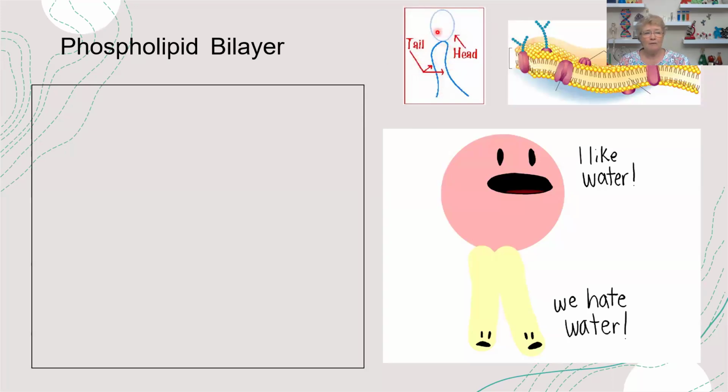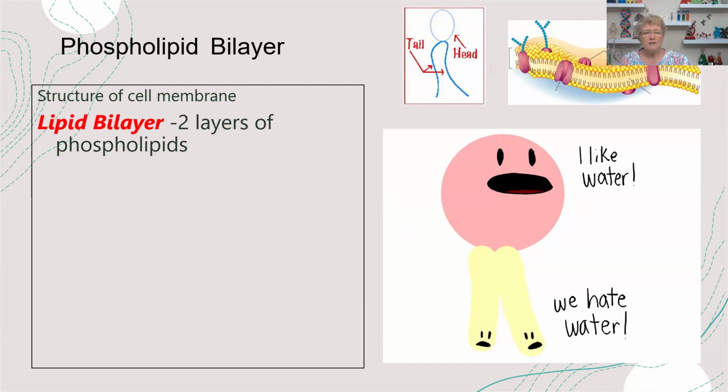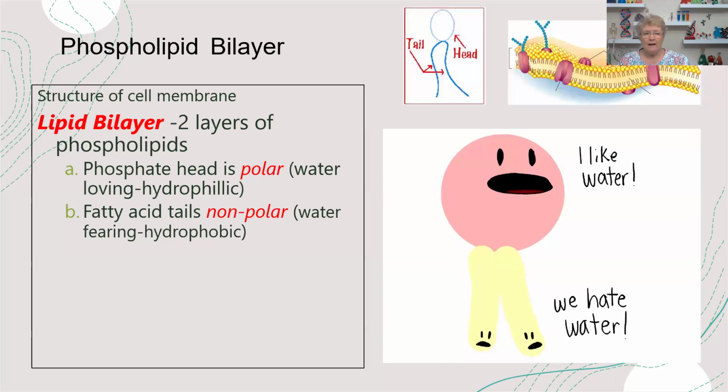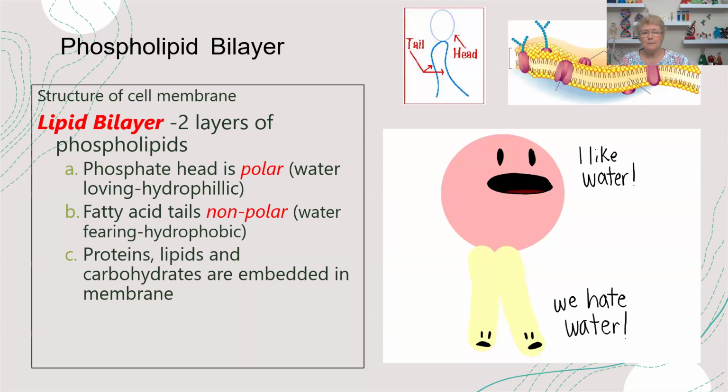This would be a little drawing of it where it's got the head at the top that likes water. It's a hydrophilic head. And then you've got the tails that hate water, hydrophobic tails. You can see that there's some structures that are embedded right in that cell membrane at the top there. What it looks like is 2 layers of those phospholipids. The phosphate head is water loving, hydrophilic. The tails are hydrophobic. They don't like water. And then you've got the things embedded inside: proteins, lipids, carbohydrates. Those are all embedded in the cell membrane. And there are glycoproteins in that membrane too. I'll tell you what those are in just a minute.